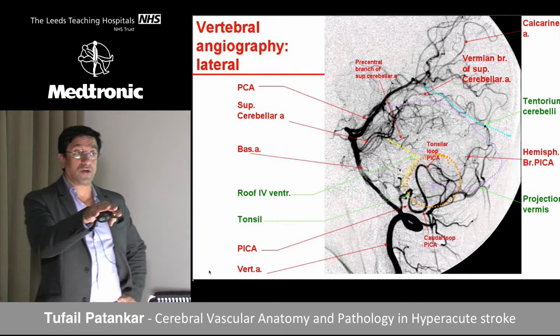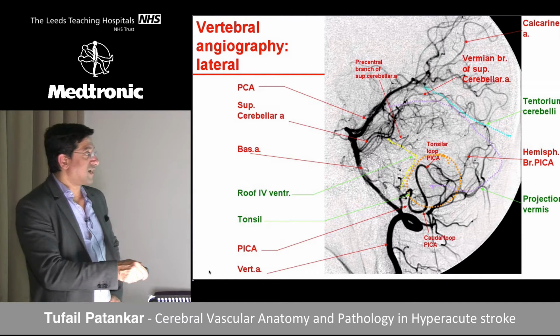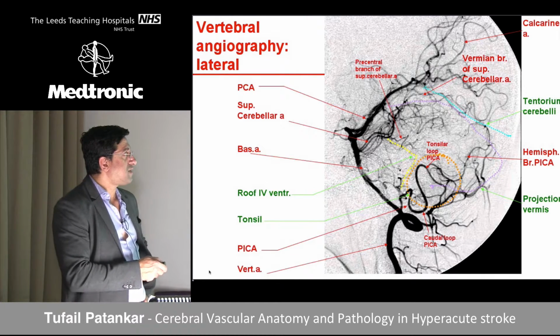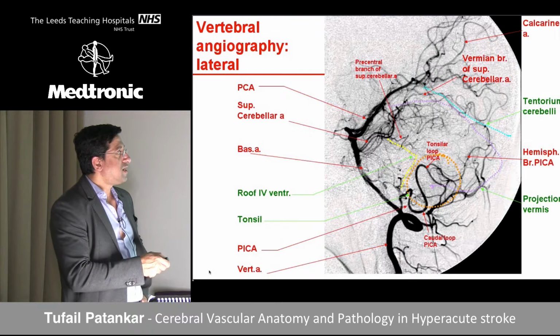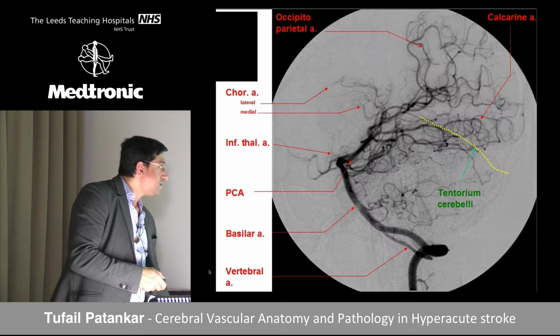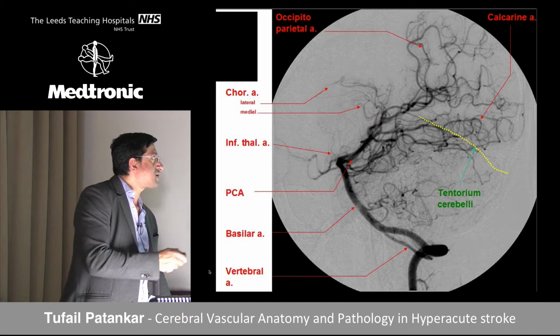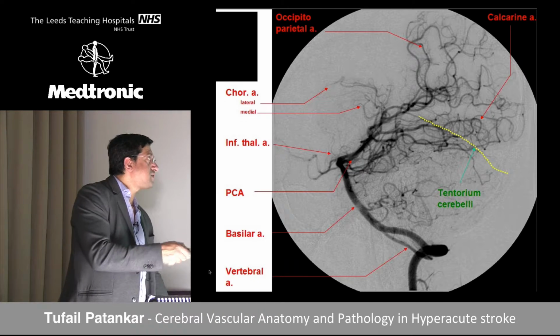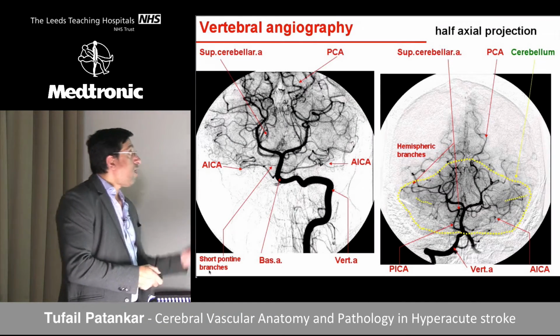So from a stroke point of view, you're not going to be looking at PICA because you don't treat PICA strokes. What you're looking at is the basilar artery and the posterior cerebral artery, which is the main thing you're looking for. So remember, you got a basilar artery, that's where the tentorium is, and you got a posterior cerebral artery. You can see the choroidal arteries and the PCA branches.